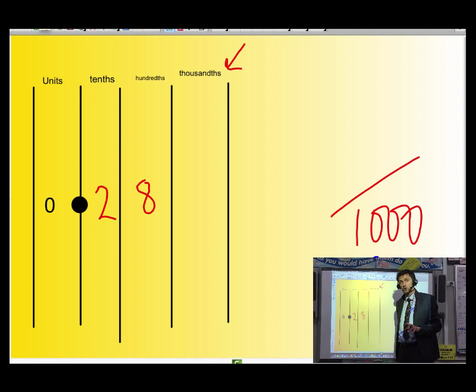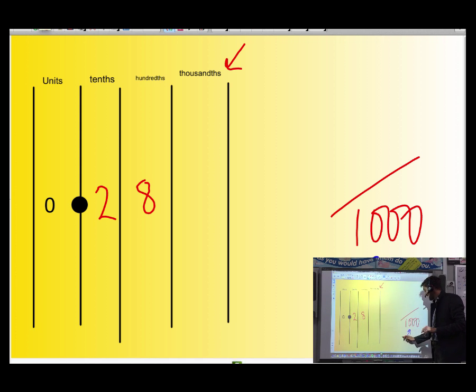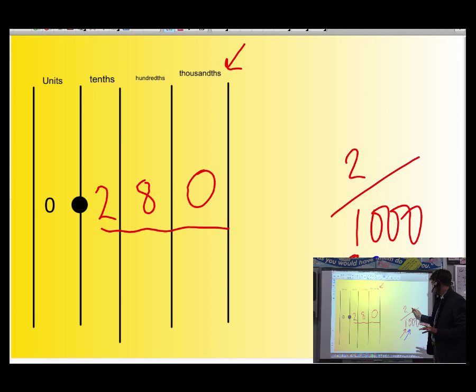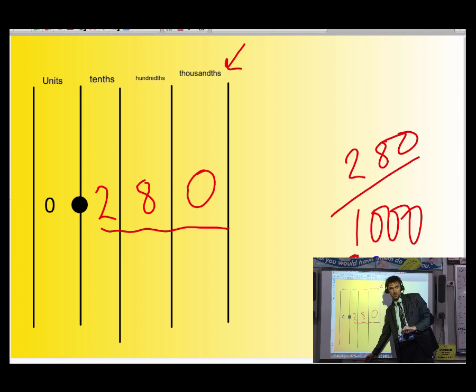This is what we've got. We've got 0.28 and we're dealing with thousands. So we've got to pop down a 0 in the thousands column to act as a placeholder, and then we can write this complete number over here. So it becomes 280 over 1,000. Let's try and do some together.